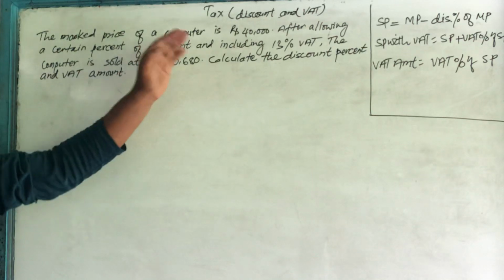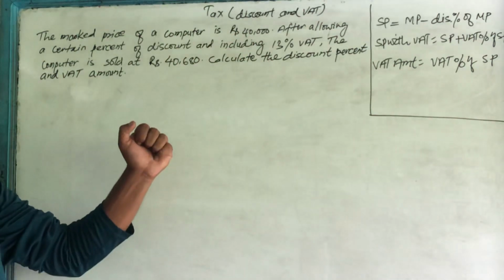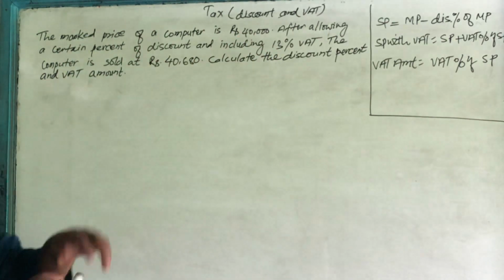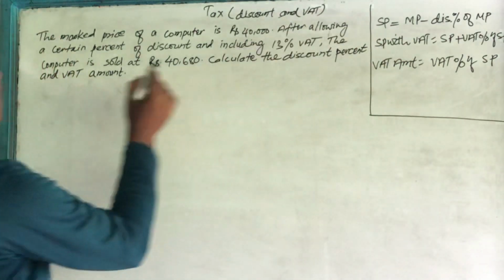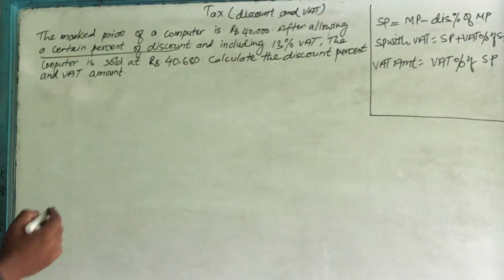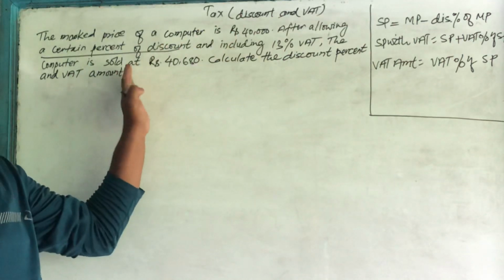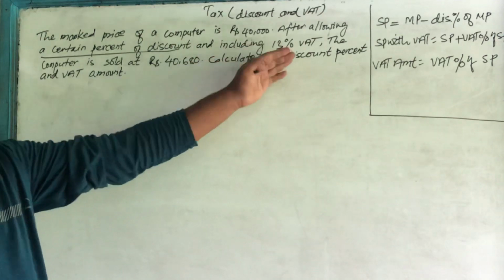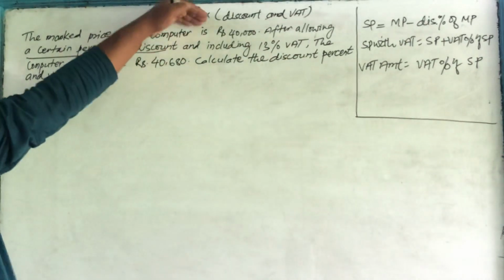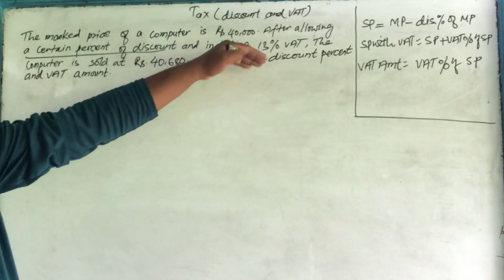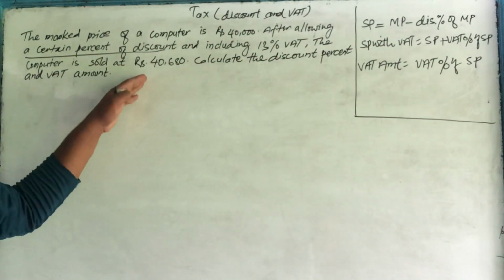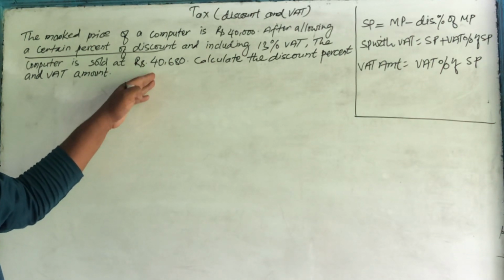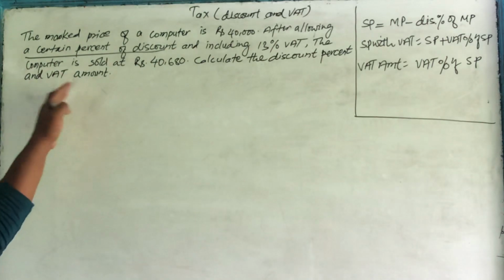The marked price of a computer is Rs 40,000. After allowing a certain percent of discount, that is the focusing point. After allowing a certain percent of discount, it means the discount percent is not given. Just mentioned here is a certain percent of discount and including 13% VAT. It means MP is given, VAT percent is given, and the computer is sold at Rs 40,680. It means it is SP with VAT. Calculate the discount percent and VAT amount.